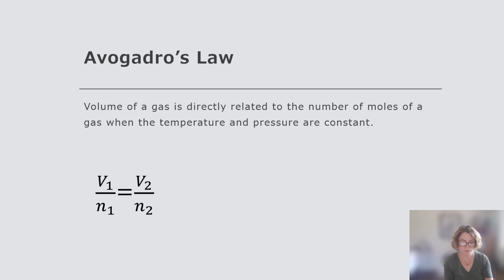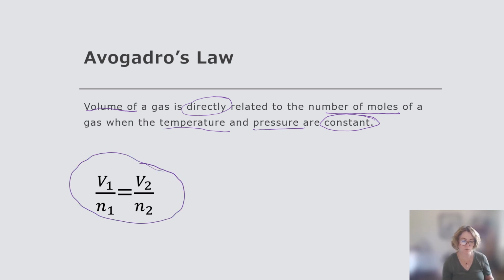And this is going to relate the volume and number of moles of a gas. They are going to be directly related. And this is when the temperature and the pressure are held constant. The equation for Avogadro's law is V1 over N1 is equal to V2 over N2. So in the next slide, we're going to do an example of how to deal with Avogadro's law.